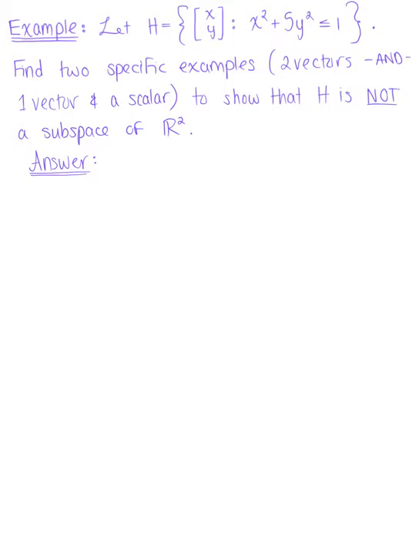Let H be the set of all vectors (x, y) in R2 such that x squared plus 5y squared is less than or equal to 1. So we have an ellipse here. And we want to find two specific examples, two vectors, or a vector and a scalar, to demonstrate that this set H is not a subspace of R2. So to help us in finding these specific examples, let's sketch H in R2.